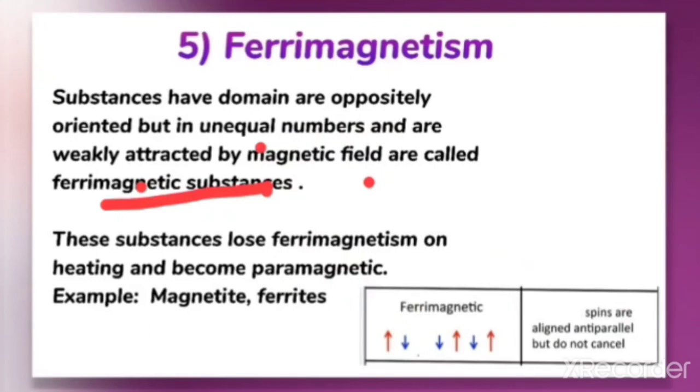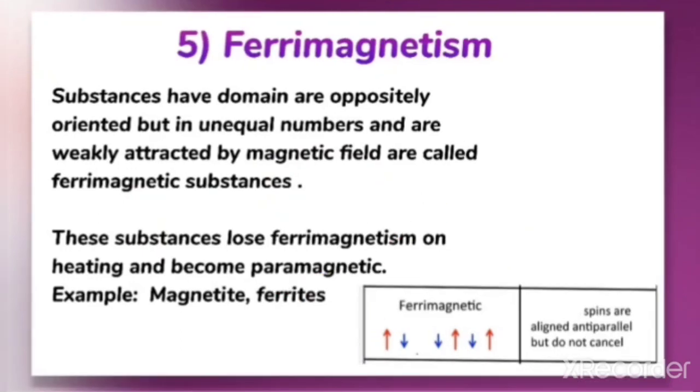These substances lose their ferrimagnetism on heating and become paramagnetic. That is a very important point here. It is also asked in questions which substance becomes paramagnetic on heating. That is the ferrimagnetic substance. Examples of ferrimagnetism are magnetite and ferrites. These are the important points related to ferrimagnetism.